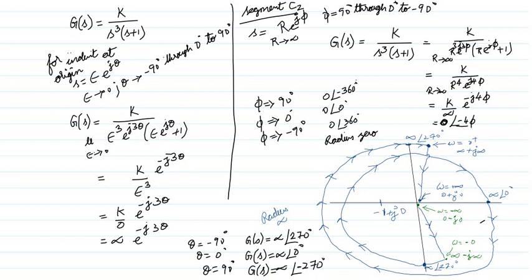Now what is epsilon? Epsilon is 0. If I put epsilon as 0, k by 0 is infinite, e power minus j 3 theta. And I have mentioned the theta range: minus 90, 0 and 90. Now put those values. If I put minus 90, I get infinite radius and the angle is 270. Then if I put 0, infinite radius, 0 degree. Then if I put theta as 90, 3 into 90 with the minus sign is minus 270. So this is what I get by solving the indent.